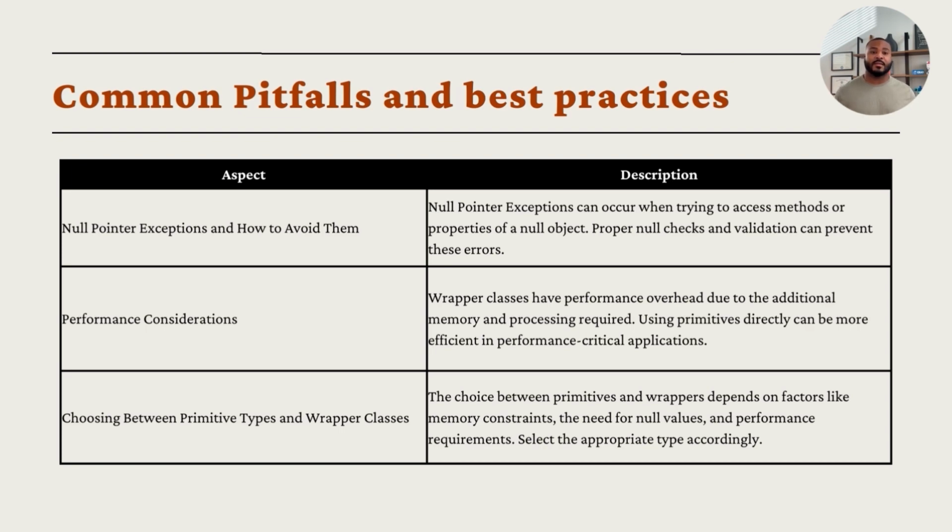specific use case. If memory constraints are a concern, primitives are more memory efficient. However, if you need to represent absence of data using null values, or if you're working with collections and need objects, wrapper classes are your best bet. Consider the context of your application, the need for null values, and performance requirements when deciding between primitives and wrappers. Choosing the appropriate type ensures your code is both efficient and effective, aligning with the best practices of Java programming.